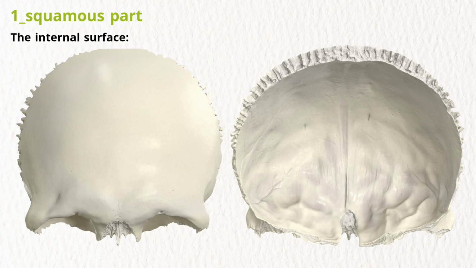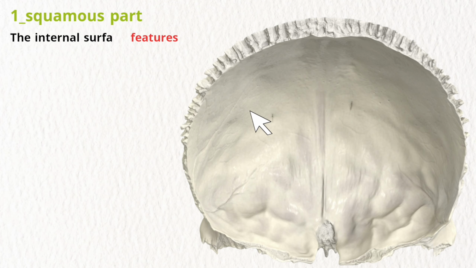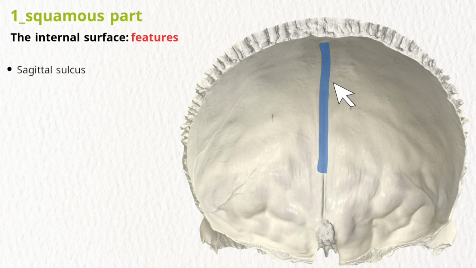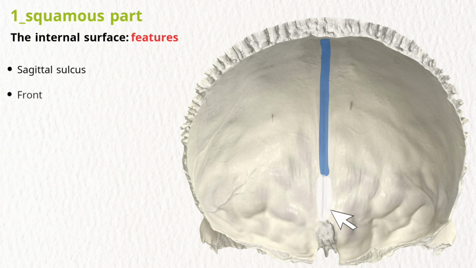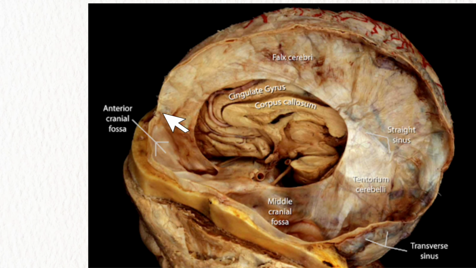As we see in these pictures, the external surface of the squamous part is smooth and convex, while the inner surface is concave. The features of the internal surface include the sagittal sulcus, a vertical groove in the midline of the frontal bone. It contains the superior sagittal sinus. The frontal crest, an extension of the sagittal sulcus edges, forms an attachment for the falx cerebri.